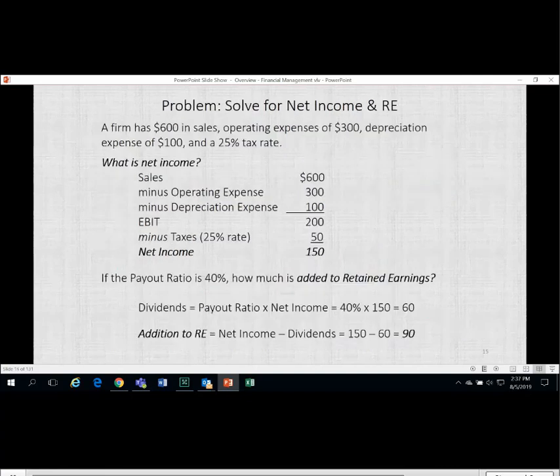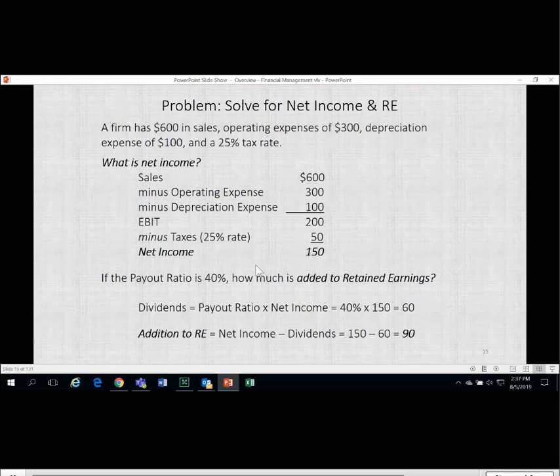So let's look at a couple of problems that we might solve based on net income. The firm has $600 in sales, operating expenses of $300, depreciation expense of $100, and a 25% tax rate. What is net income? Sales minus operating expense minus depreciation gives us EBIT, minus the taxes at a 25% rate. So 25% of the 200 is 50, and we get net income of 150.